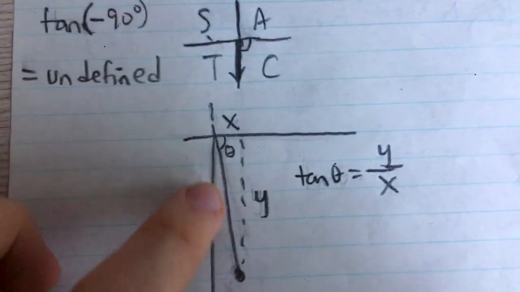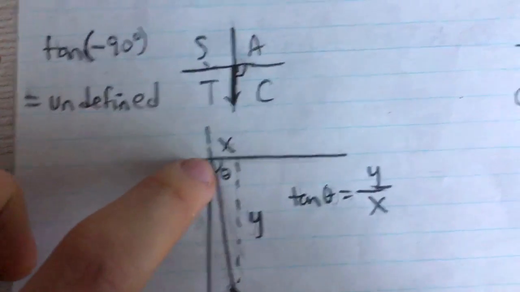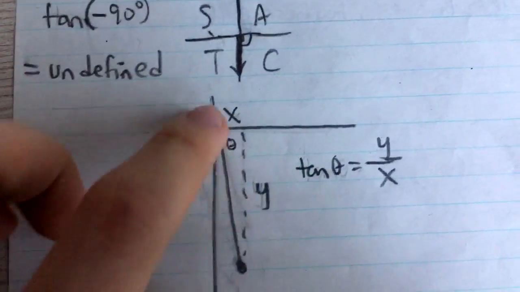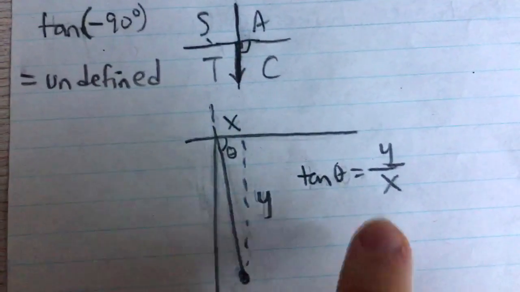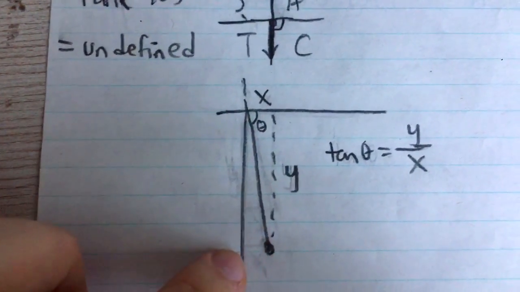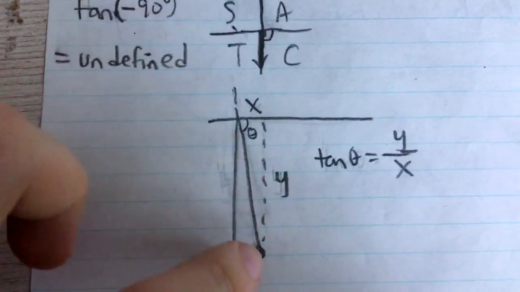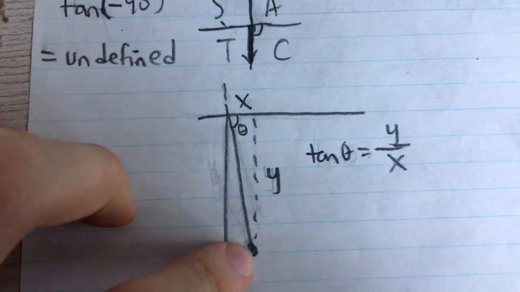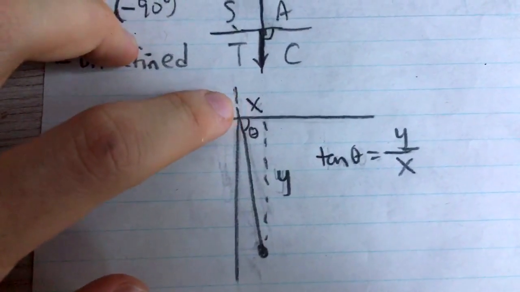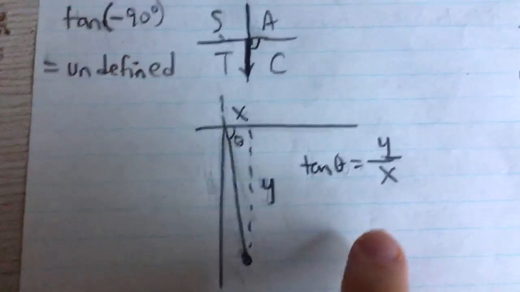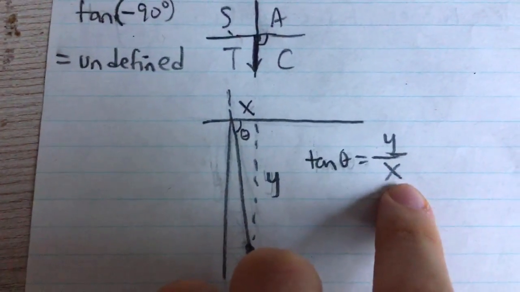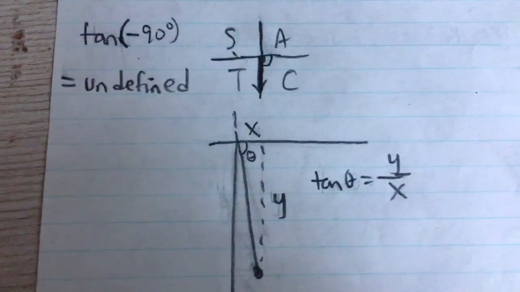Let's take a look. If we have our angle theta, that's our negative angle. Here's our x and here's our y. Tangent theta is opposite over adjacent, so it's y over x. As theta approaches negative 90 degrees, the x value gets very small, very close to 0. When it touches negative 90, x is going to equal 0. So we're going to be dividing by 0, and that's why it's undefined.